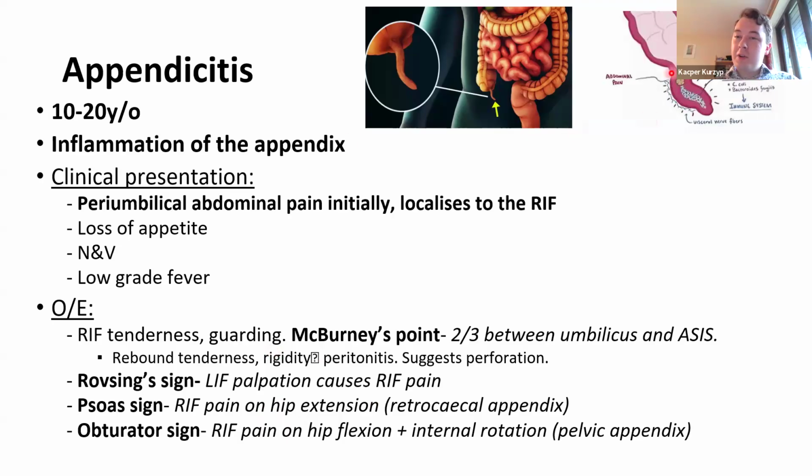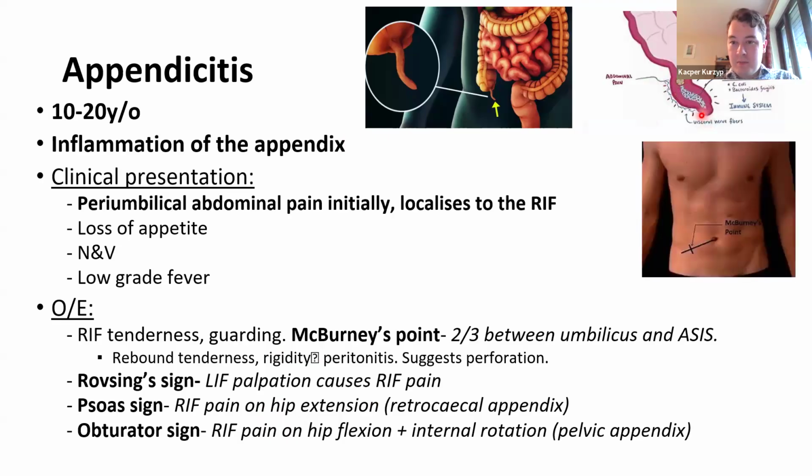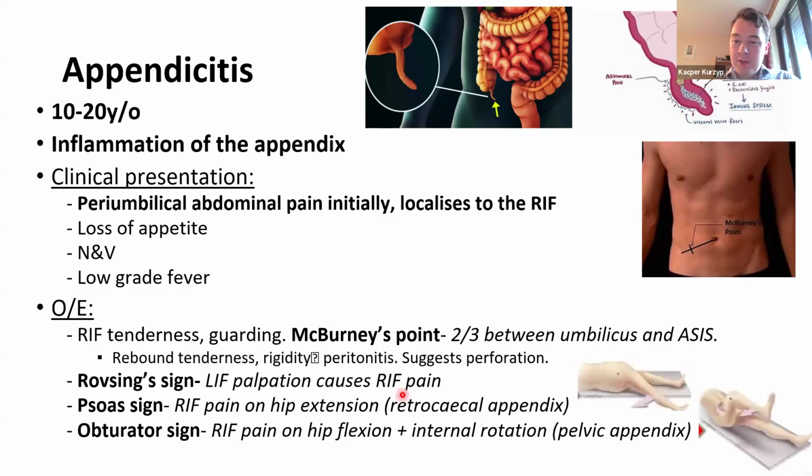Now, a common cause of appendicitis can be blockage of the appendix with a small amount of fecal material, which then causes the gut flora to multiply and triggers the immune response. We mentioned this is McBurney's point, and here we have our maneuvers, with this being the psoas sign and this being the obturator sign.